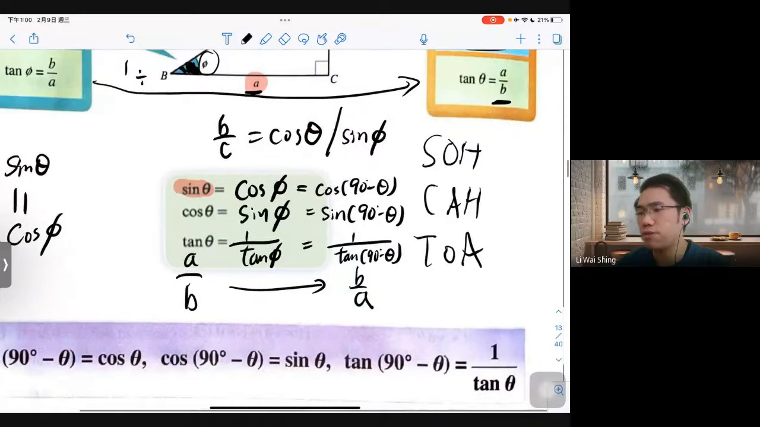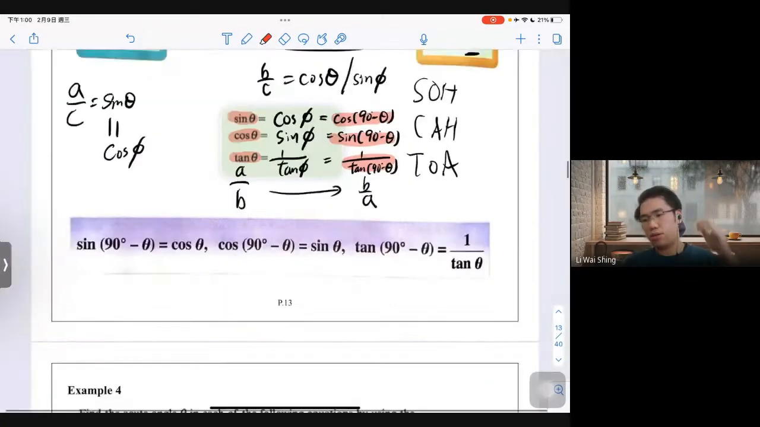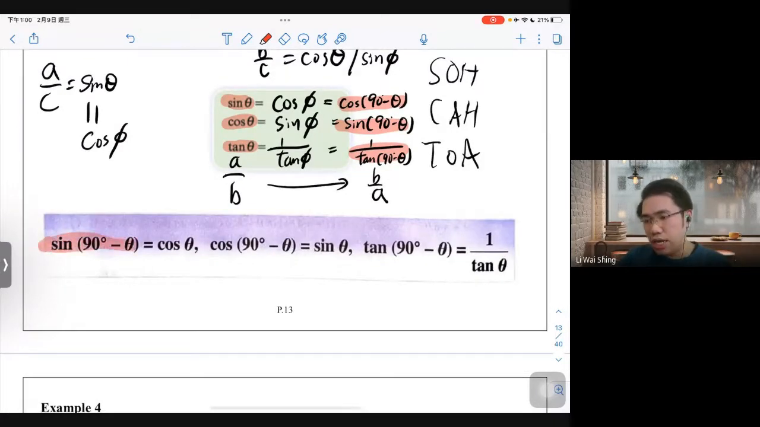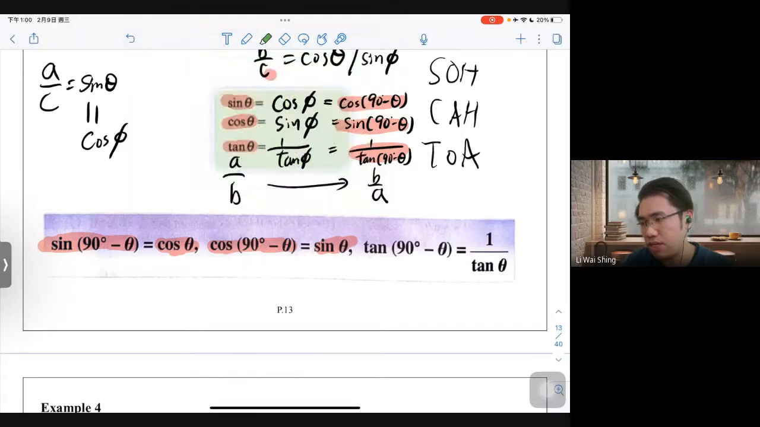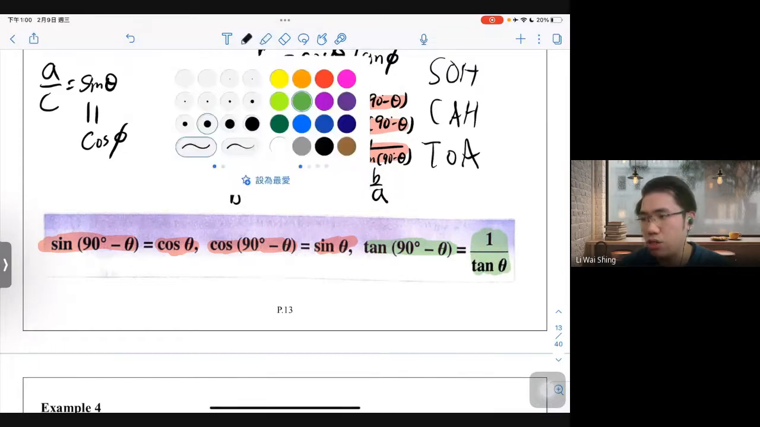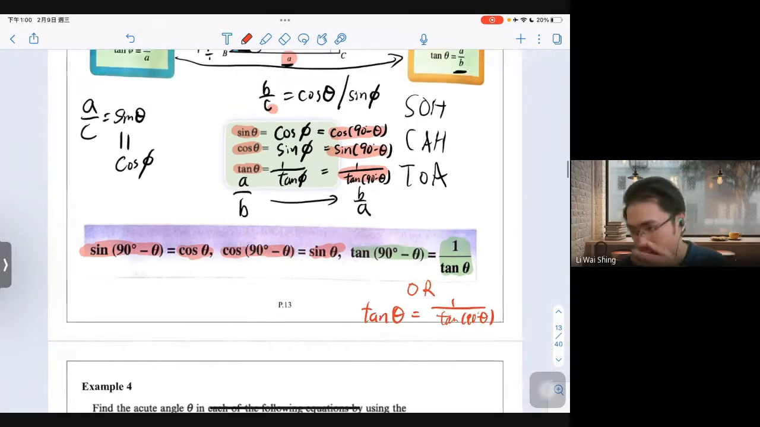So you have the next 3 important identities here. Sine 90 degree minus theta is equal to cosine theta. Cosine 90 degree minus theta equals to sine theta. And tangent 90 degree minus theta is 1 over tangent theta. Or you can write this: tangent theta equals to 1 over tangent 90 degree minus theta.